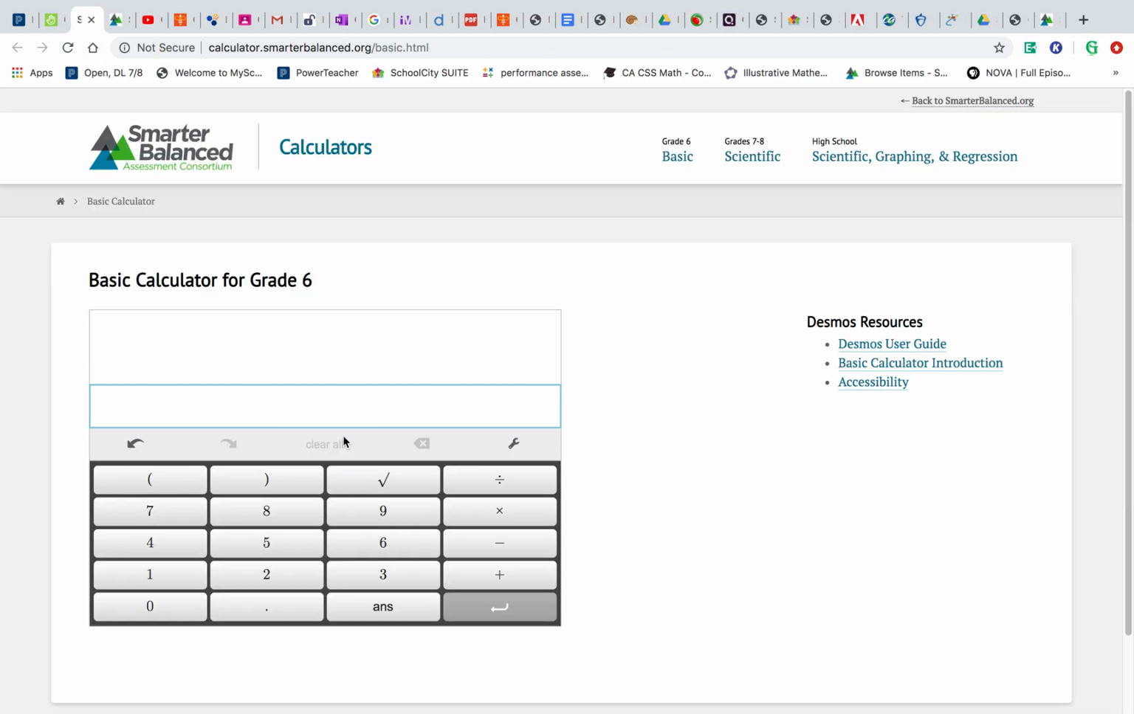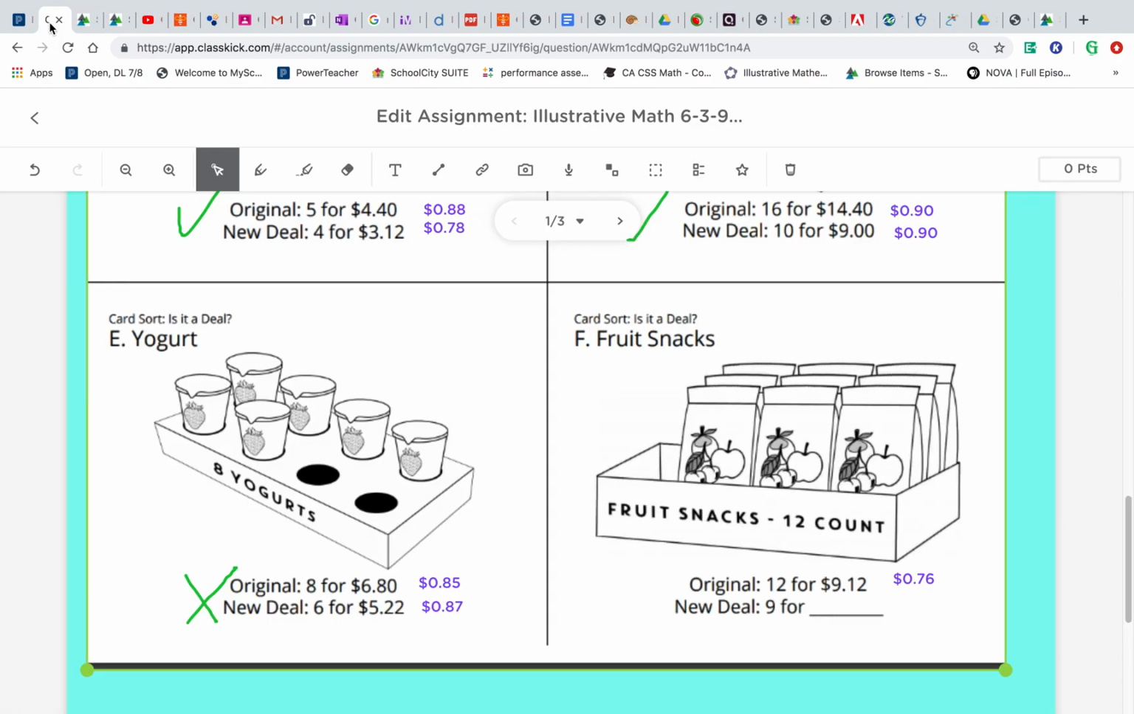Let's see what that is. 9 times 0.76. That's 6.84. Okay, so I'm going to make note of that here. 6.84. That would be what we could call a break-even point. If we got 9 and paid 6.84 for them, we'd be paying the same thing. But if we wanted to have a better deal, we could pay that amount or less.